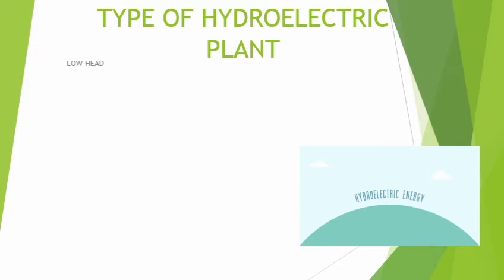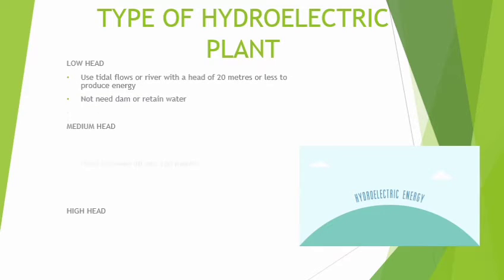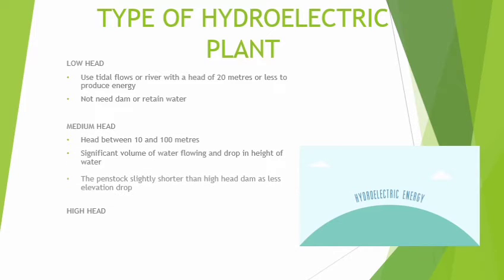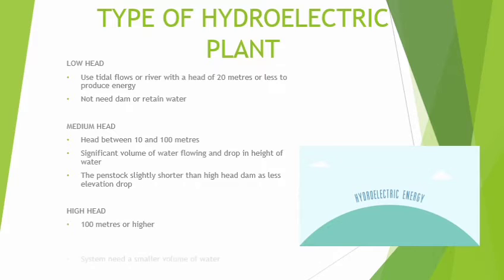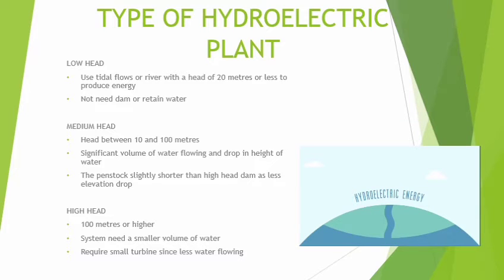Types of hydroelectric plant. There are three types of hydroelectric plant: low head, medium head, and high head. Low head applications use tidal flow or a river with a head of 20 meters or less to produce energy. They do not need a dam or retained water to create hydroelectric head, using the drop in a river or tidal flow to create electricity.